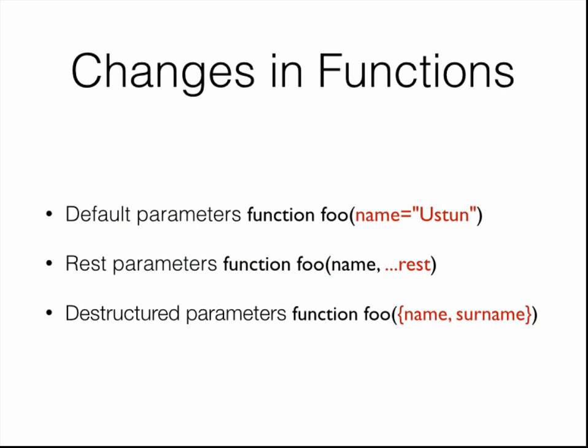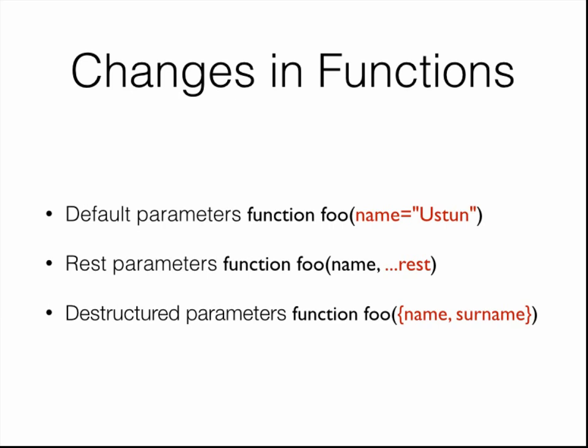Now let's go over changes in functions. The changes in functions can be summarized in 3 statements. So first, default parameters have been introduced. So while defining a function foo with an argument name, I can give it a default value. For example, name is equal to Üstün. Rest parameters have been added. Syntax for rest parameters has been added.